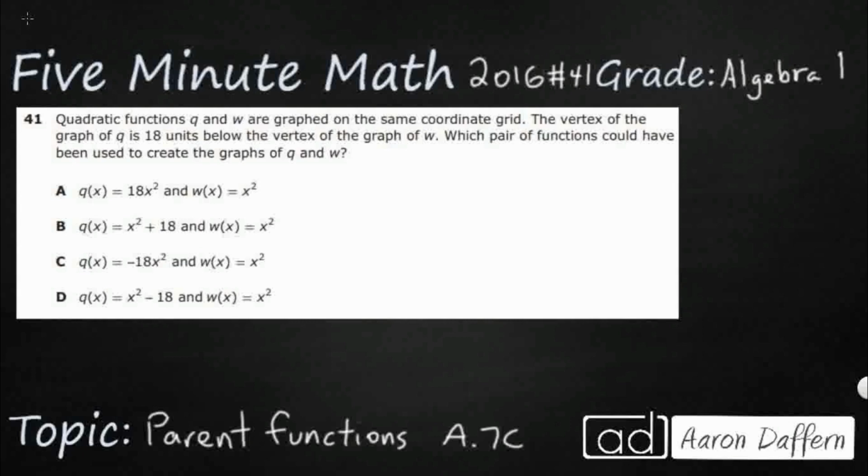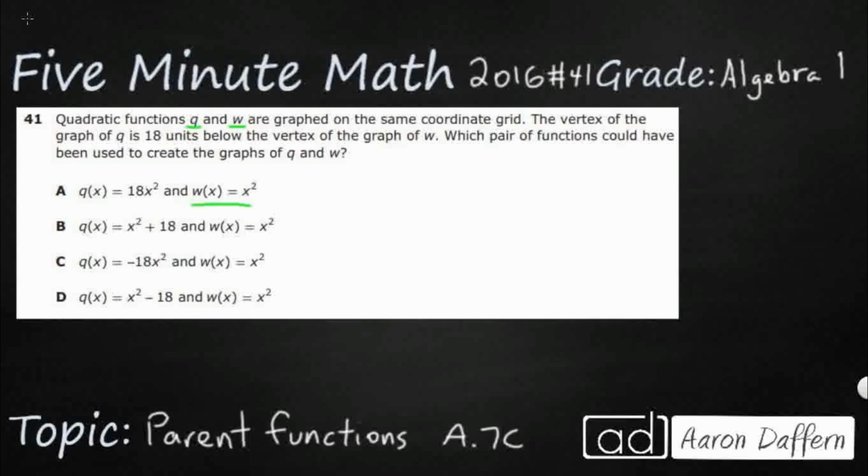So we have two different quadratic functions. We don't even have a visual representation here, so we're going to have to make one up on our own. They were graphed on the same coordinate grid. The vertex of the graph Q is 18 units below the vertex of graph W. And then take a look at my options here.